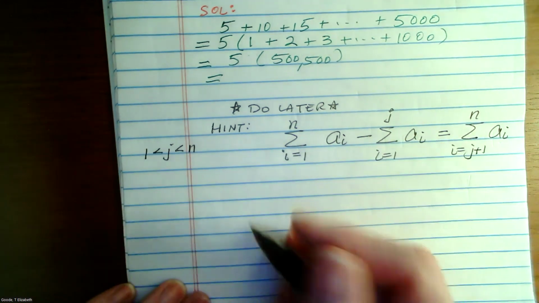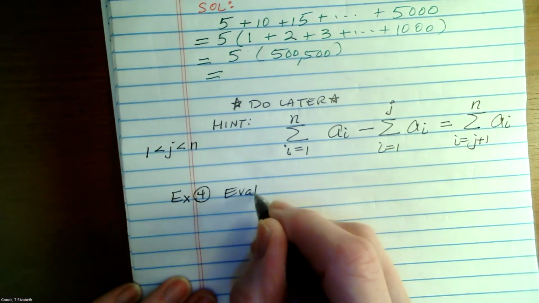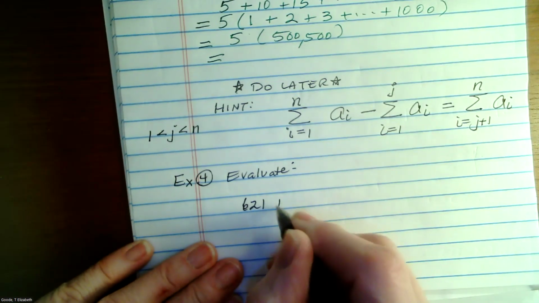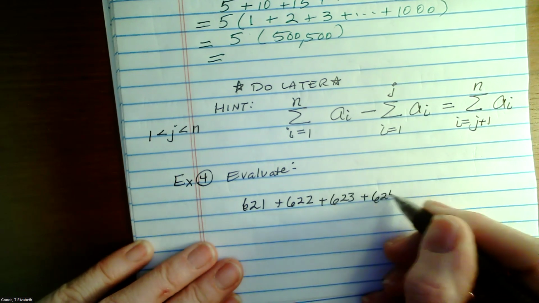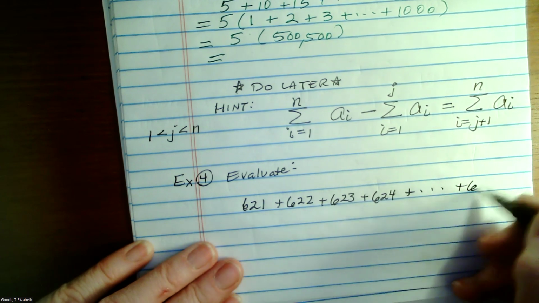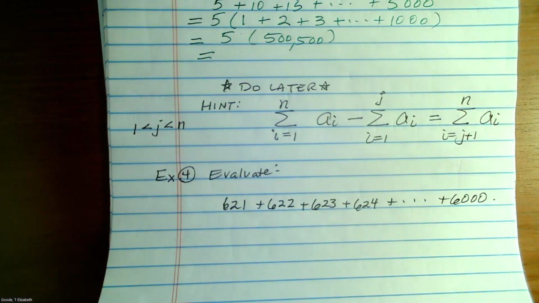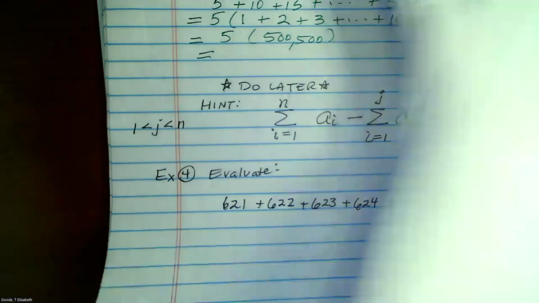All right, so keeping that in mind, you can do this example 4. Evaluate 621 plus 622 plus 623 plus 624 plus dot, dot, dot, plus 6,000. I like my thousands. I like to think in thousands. Okay. And that'll give you some good practice using the formula. And when we reconvene, we'll continue with induction.